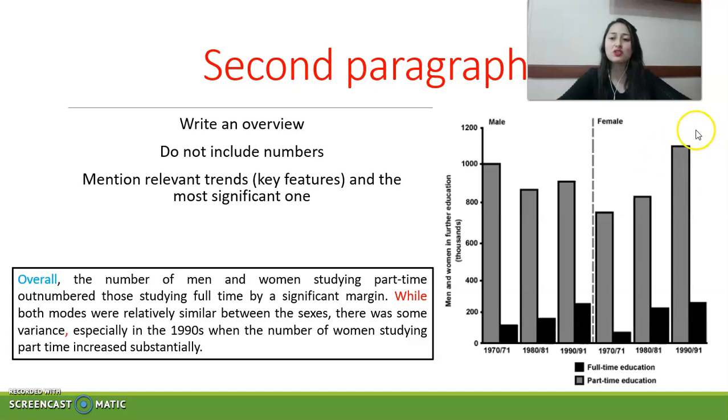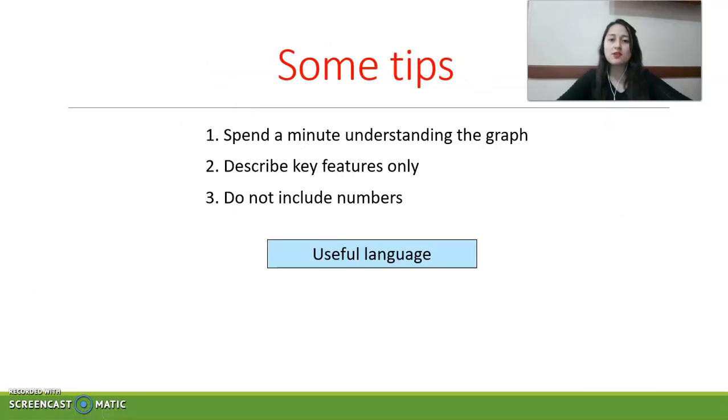So I'm mentioning here the most significant feature from the graph. And as you noticed, I didn't include numbers. When I'm saying numbers, I'm talking about percentages, not the years. Of course, I can include years here to show the trends. Again, I have a tip for you in this section. So as I was mentioning before, spend a minute understanding the graph. Make sure that you describe key features only and do not include numbers.